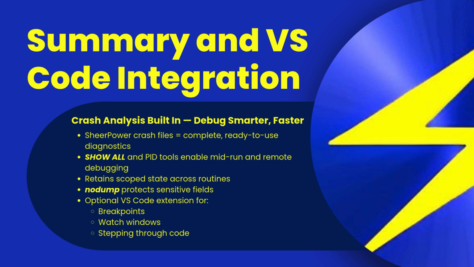With the show all command, you can capture a live snapshot of your application while it's still running, perfect for diagnosing intermittent bugs or logging state during key decision points. And if your program hangs or gets stuck in an infinite loop, you're still in control. Just issue a remote debug trigger using the program's process ID. SheerPower's background thread ensures you get a full report, even when the main code is frozen.